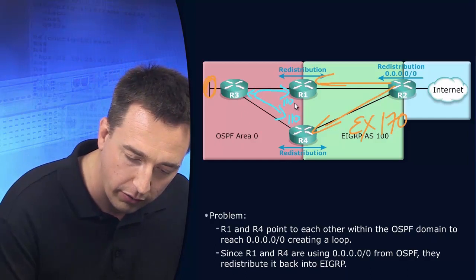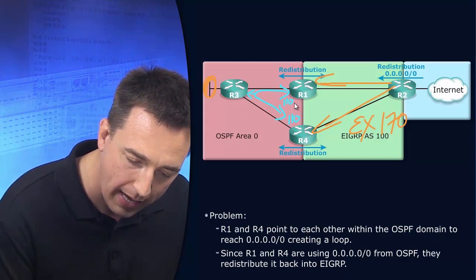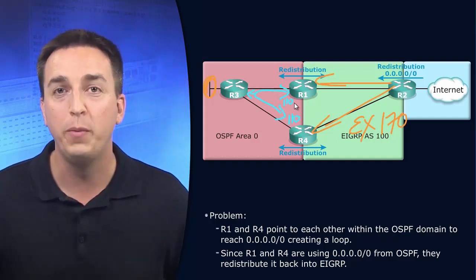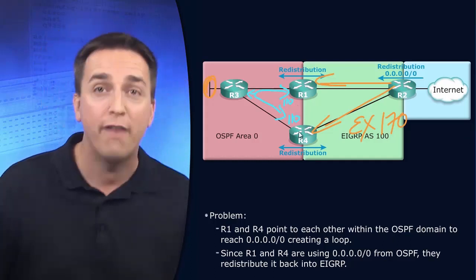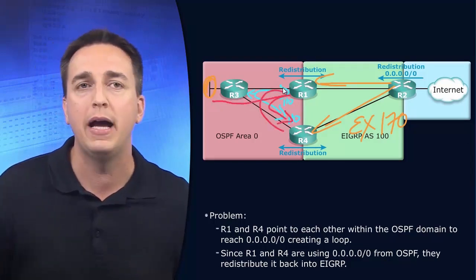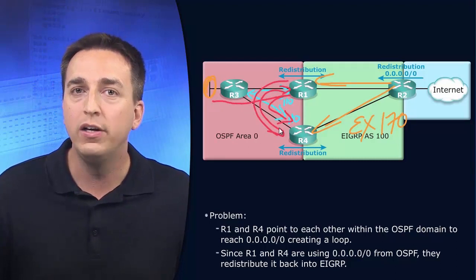Traffic comes in from R3, goes to R1, goes back, goes back, goes back. There's our routing loop. It's not a circular routing loop, it's a half-moon routing loop, but it's still classified as a routing loop because traffic's being bounced back and forth between R1 and R4.